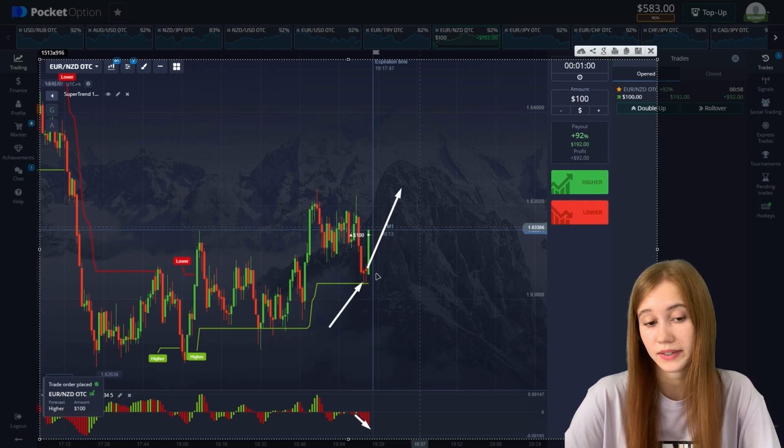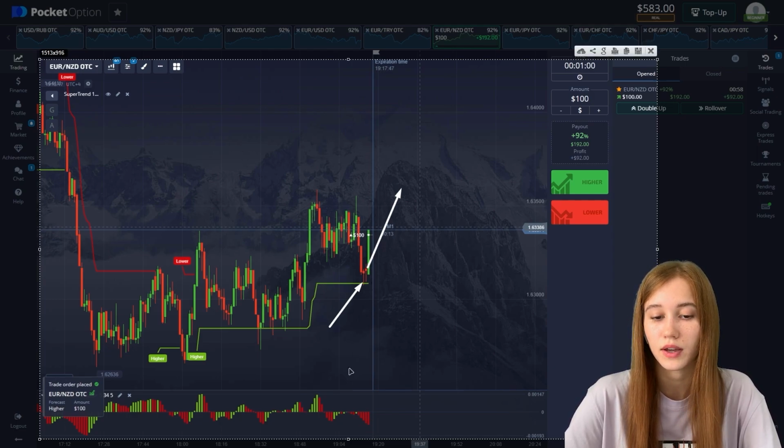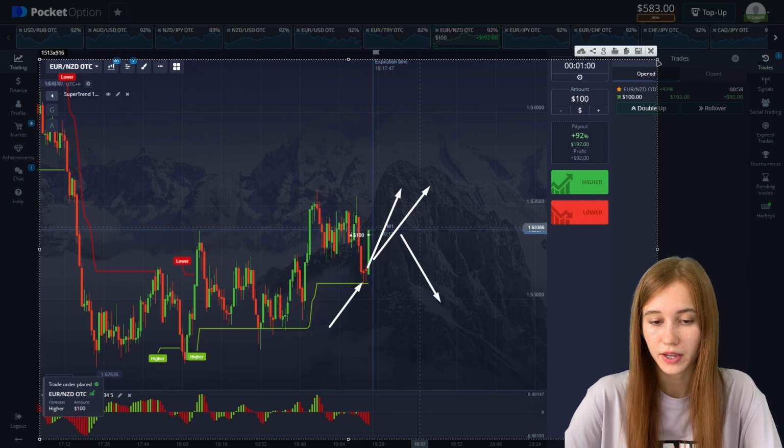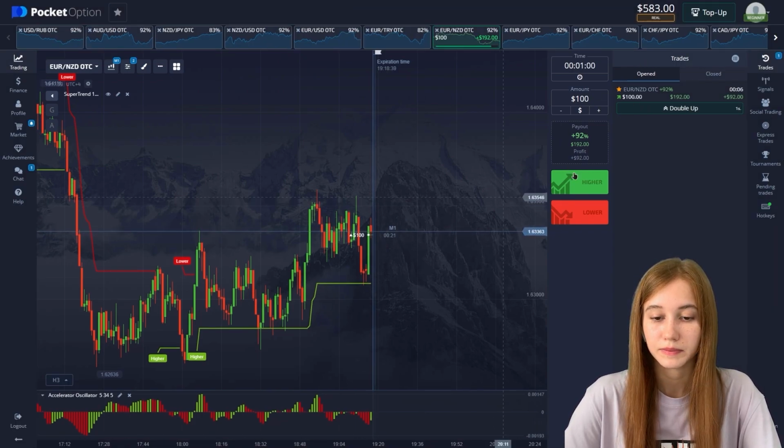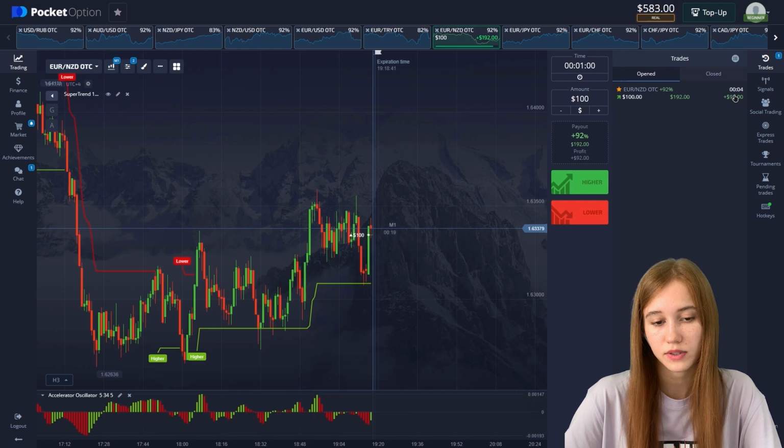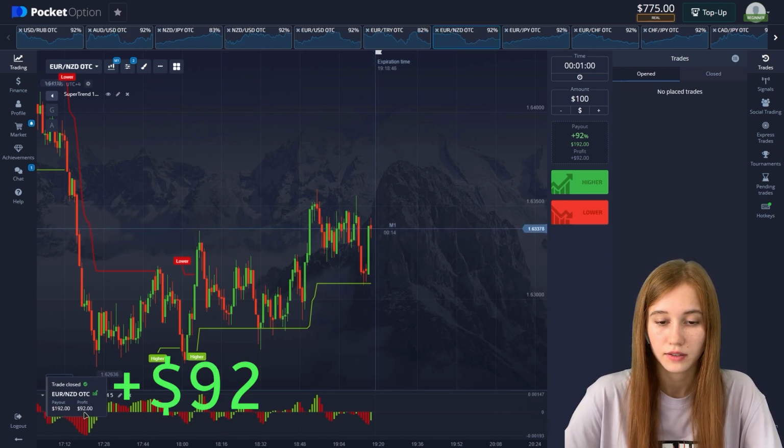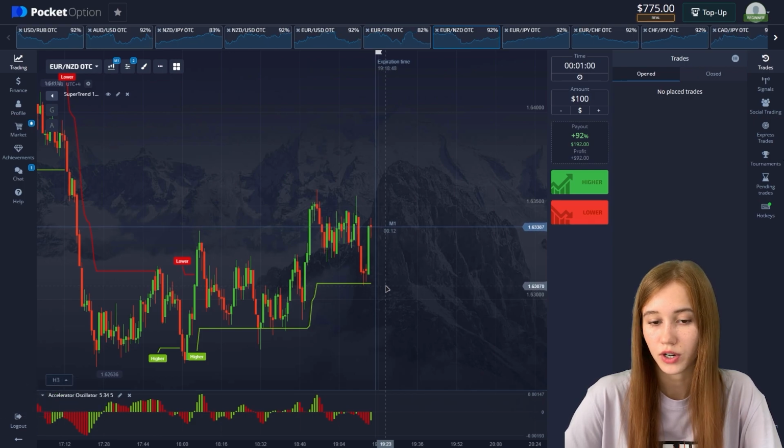But from the oscillator, we see that there is only growth. This means that there will be no change in trend. This will be an upward correction. Then the trend will fall down. There are 4 seconds left until the end of the deal. So a small doji candle is formed.